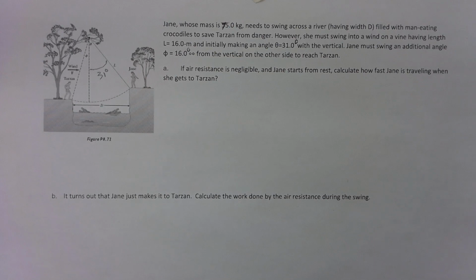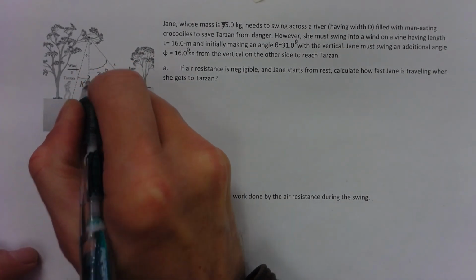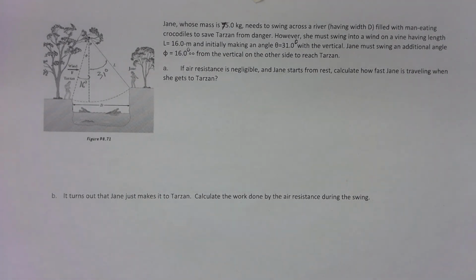And then she's got to swing an additional 16 degrees to the other side. That's 16 degrees over there. Now, if air resistance is negligible, so if there is no wind, and Jane starts from rest, how fast is Jane going to be moving when she gets to Tarzan?